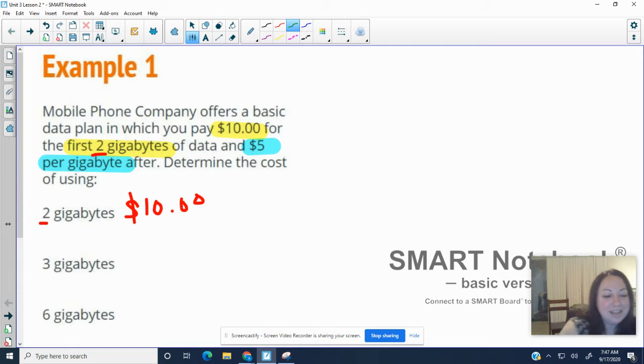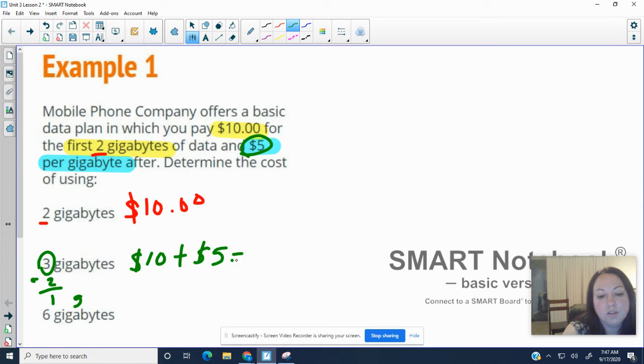The next one says, what about for 3 gigabytes? You guys, when I'm looking at 3 gigabytes, we've gone over that 2 gigabyte limit. So I could do 3, minus sign, minus 2 means I used 1 extra gig. I'm just going to put 1 G there. So I'm going to pay the flat $10 for the first 2, but I'm also going to pay an additional $5 for the extra gigabyte. So that's going to be a total of 15.